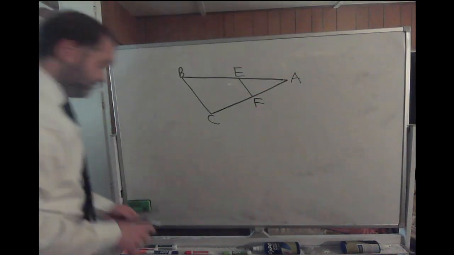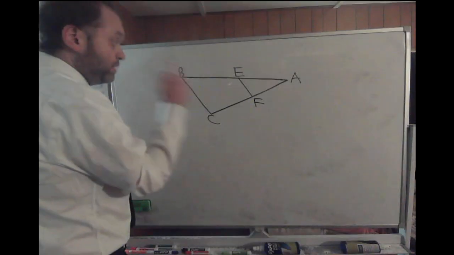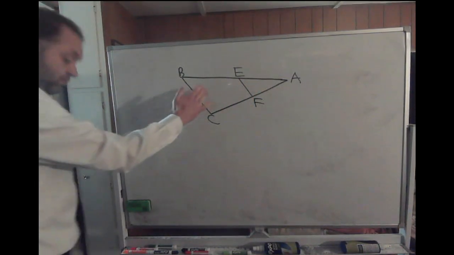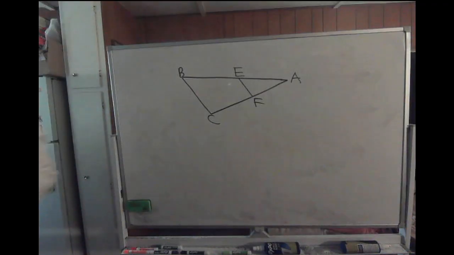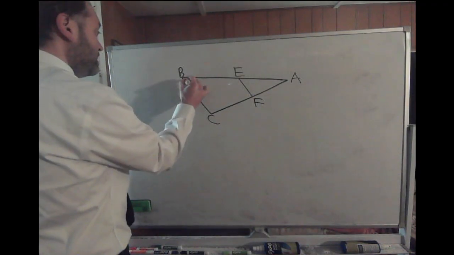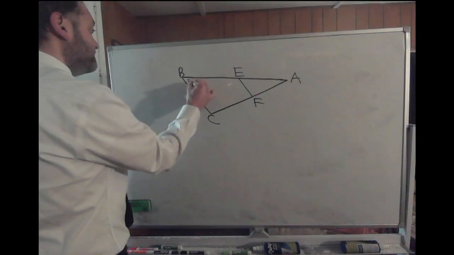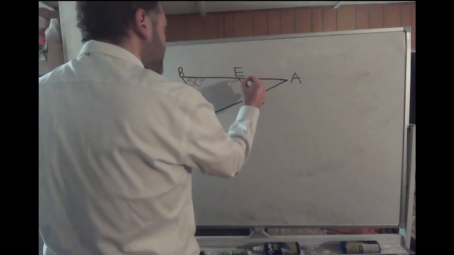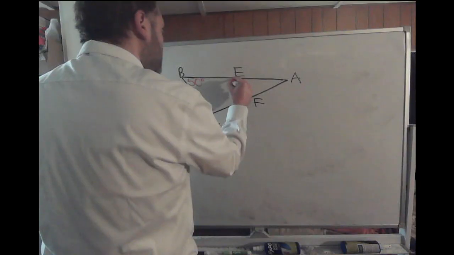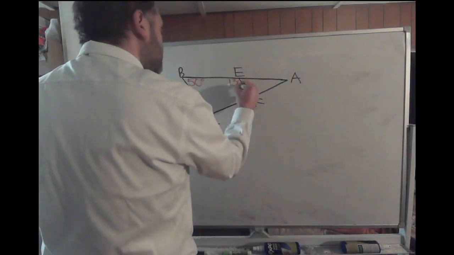Alright, so it looks like we have a smaller triangle inside of a bigger triangle. So we're going to be comparing similarity with one triangle inside of the other. All we have here is 50 degrees for this. We have 130 degrees here.